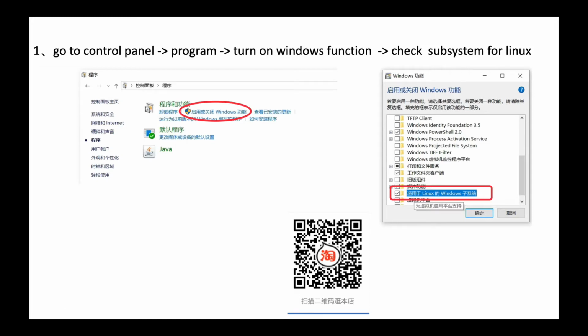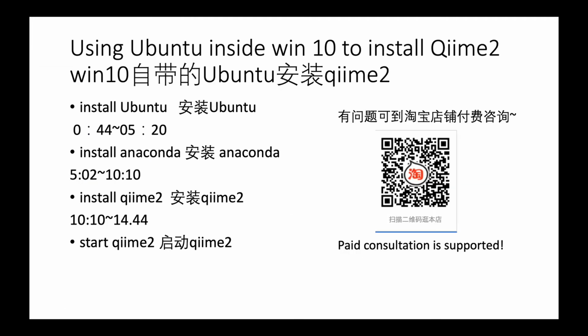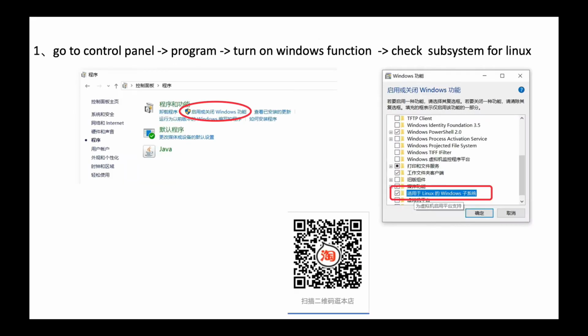Today I'm going to show you how to use Ubuntu inside of Windows to install Qiime2. First, you need to go to the control panel and find your program, then turn on Windows features, then check Windows Subsystem for Linux.